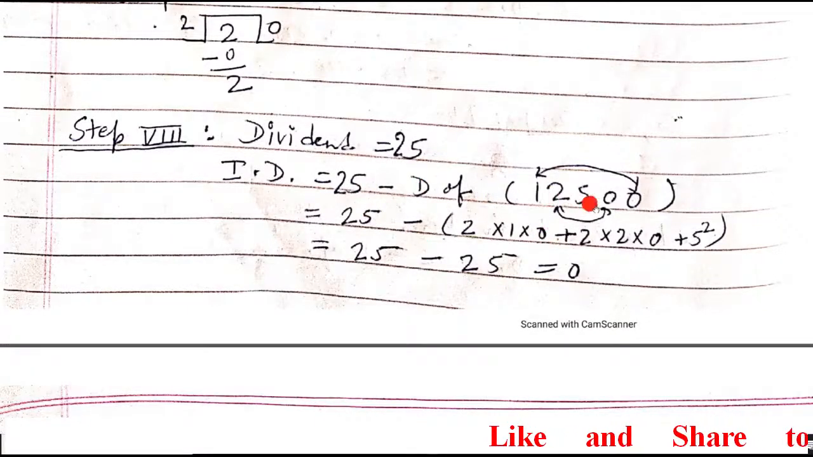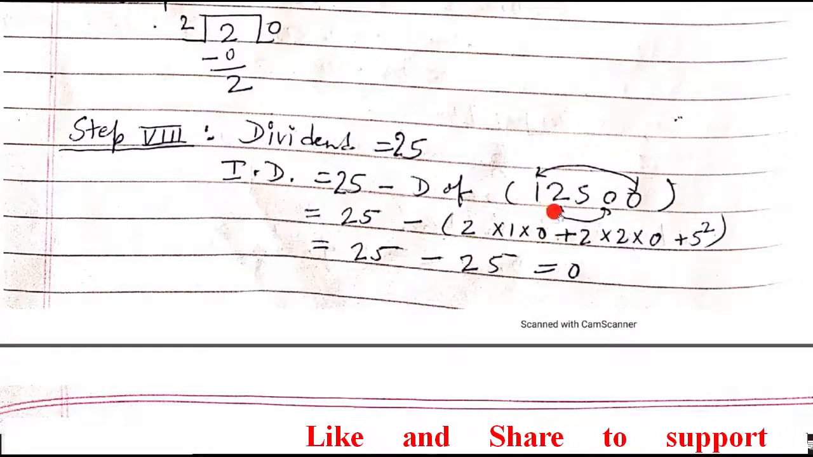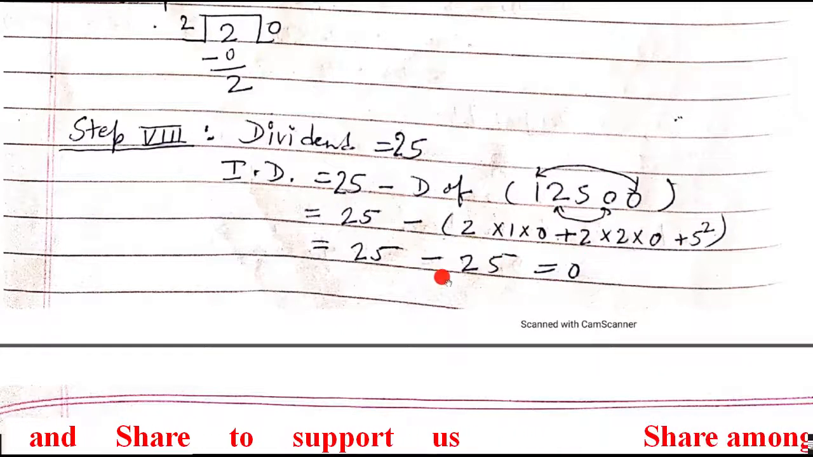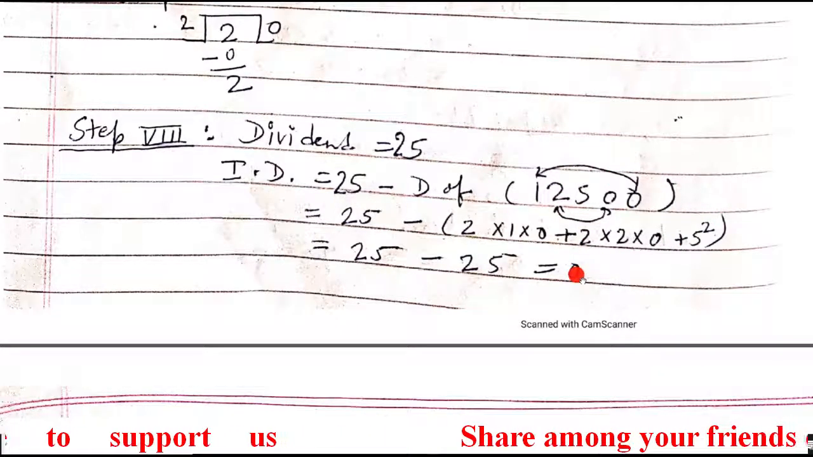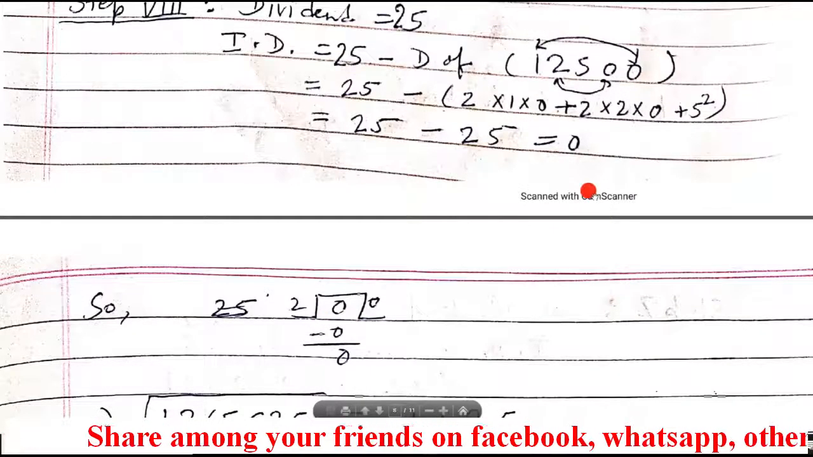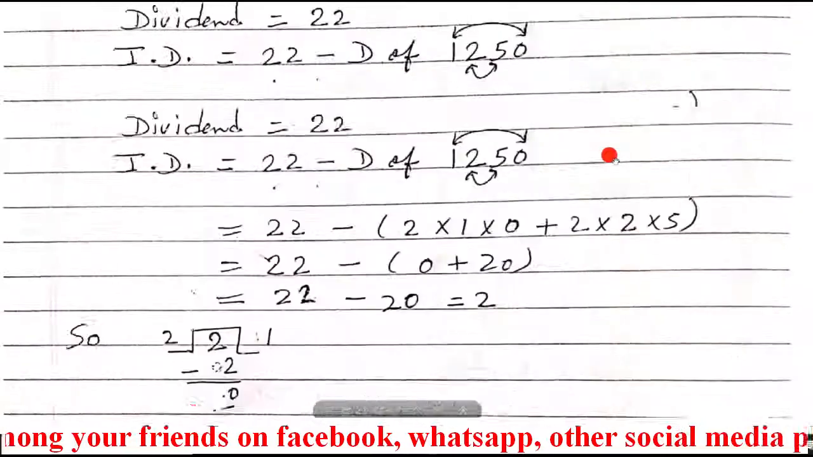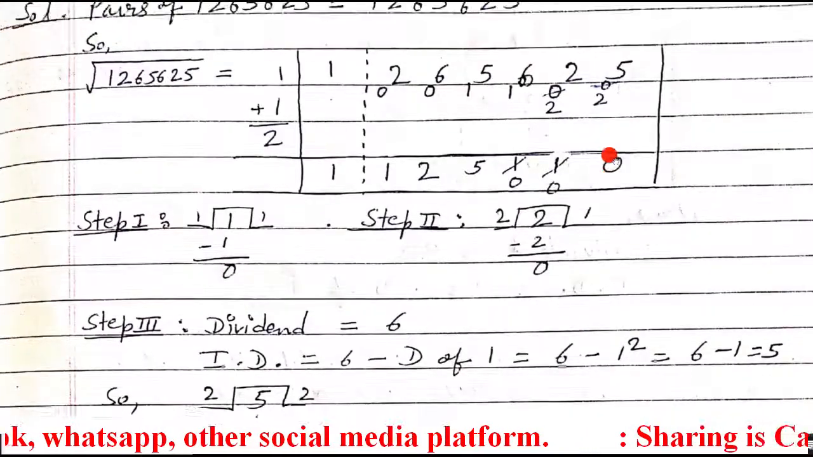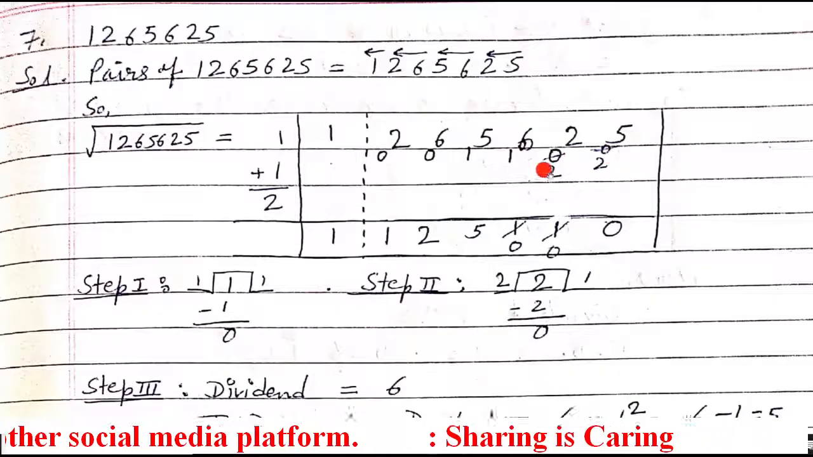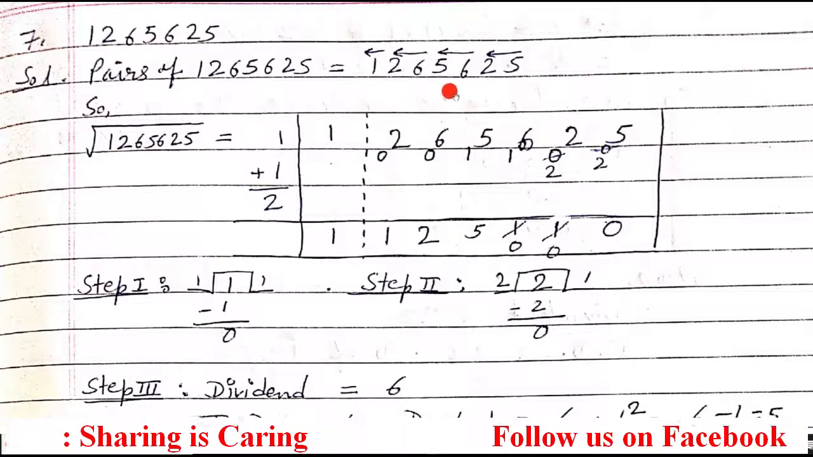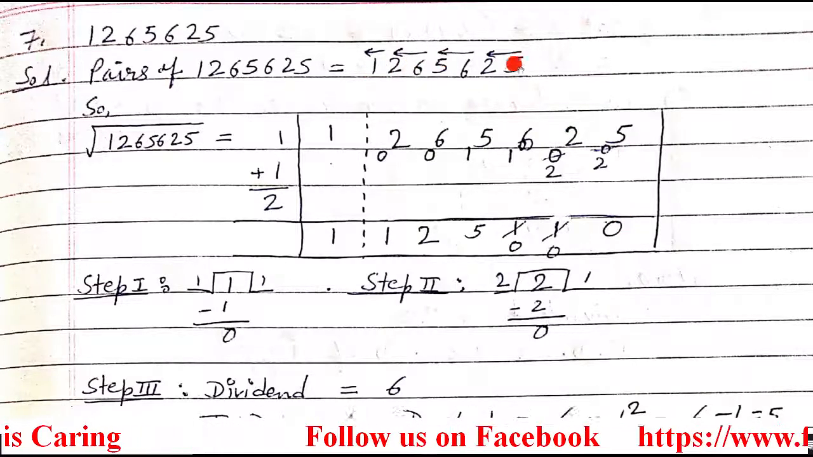Here 25 minus D of this. So that will give you, just make the pair from extremes, it will give you again 25. So 25 minus 25 is 0. So 0 divided by 2 is 0. Just see the table. Here we brought 0. Now this is our quotient. Now how many pairs do we have? 1, 2, 3, 4 pairs.